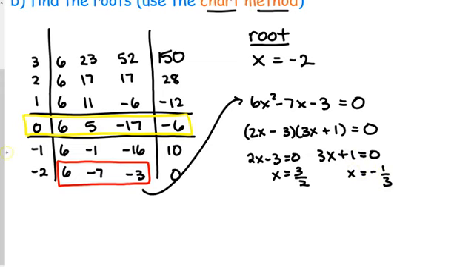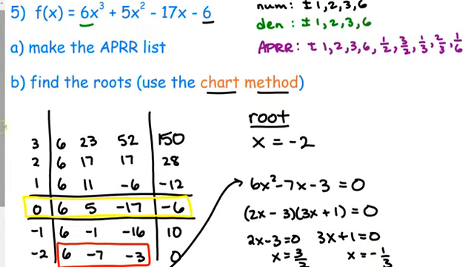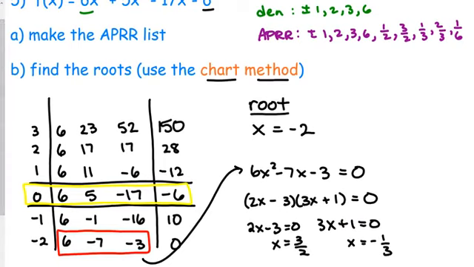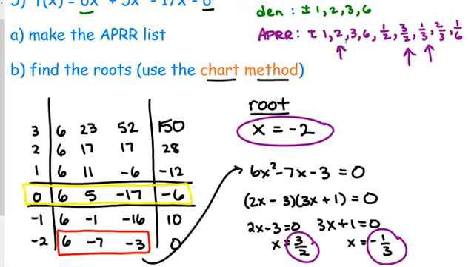And just a reminder, when we made our APRR list, way up there, we have 3/2, that's in the list. We have -1/3, that's in the list. Every rational root you get, -2, that's in the list, should be a number that was in your APRR list. So finishing it off, x equals -2, x equals 3/2, x equals -1/3.